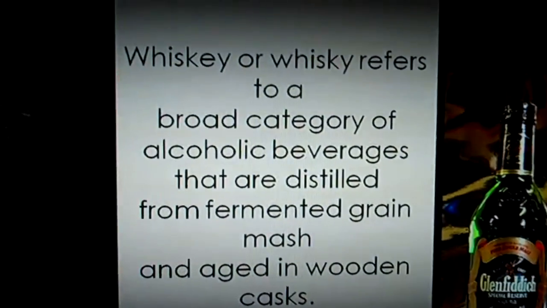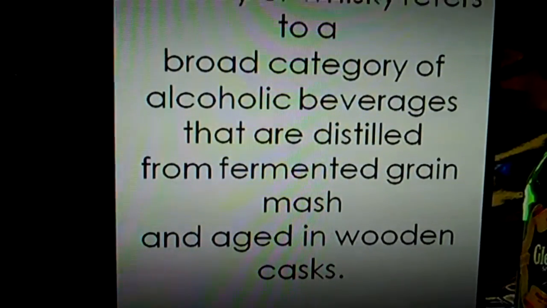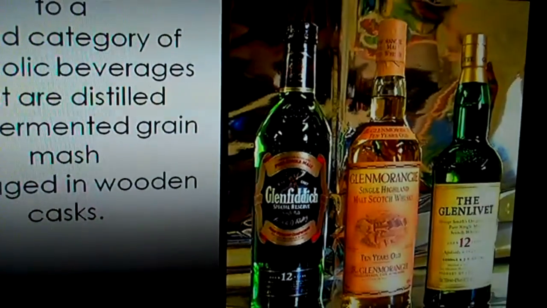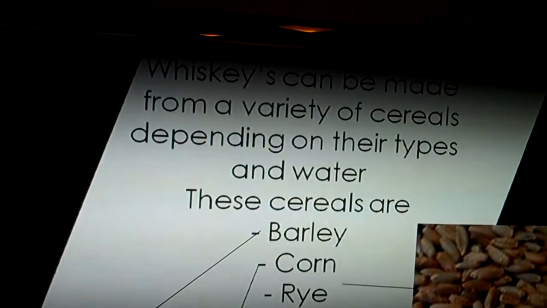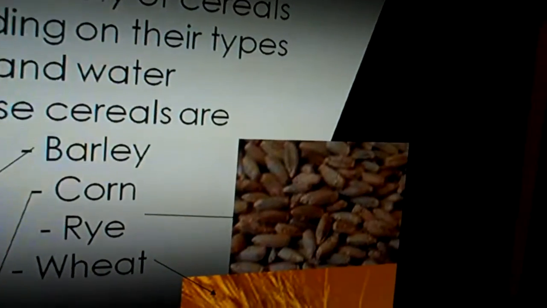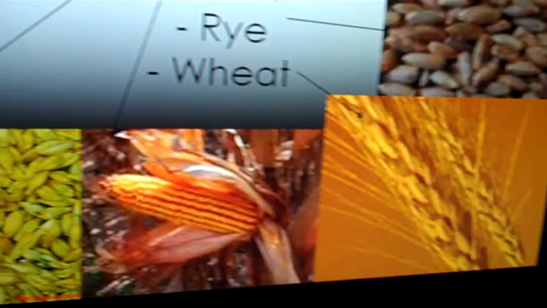Whiskey, or whisky, refers to a broad category of alcoholic beverages that are distilled from fermented grain mash and aged in wooden casks. The whiskey making process. Whiskeys can be made from a variety of cereals depending on their types and water. These cereals are barley, corn, rye, and wheat.